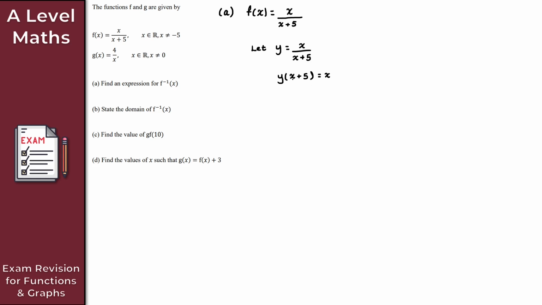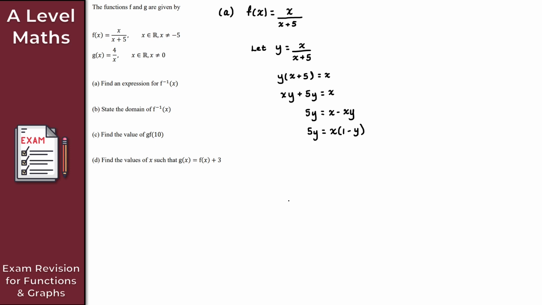So now let's expand here. So I get xy plus 5y is equal to x, okay? Now, clearly what I want to do here is get all of the x terms, or any term involving x, on the same side. So let's subtract xy off both sides. In that case, 5y is equal to x minus xy. Okay? What I can now do is factorize on the right-hand side. So 5y is equal to x times 1 minus y.